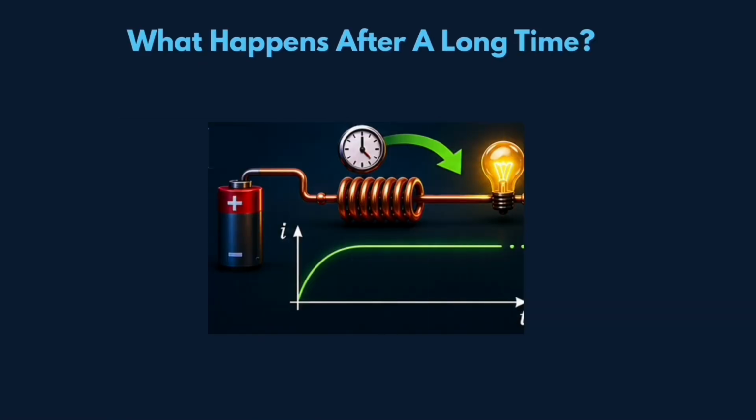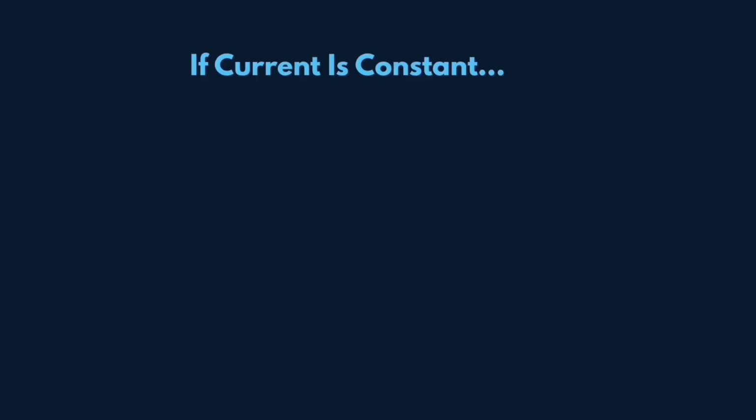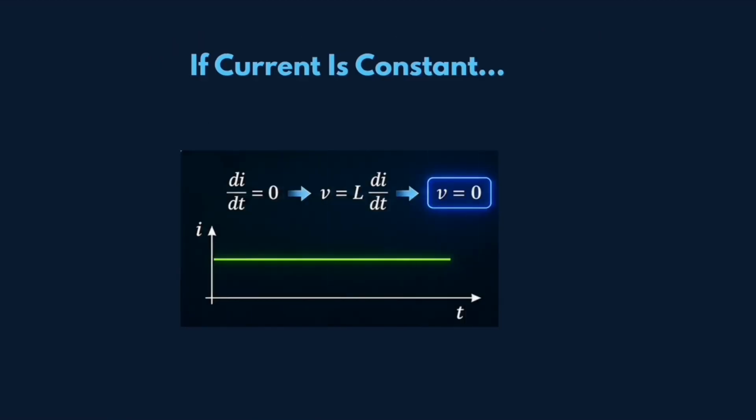What happens after a long time? Now suppose a DC source is connected for a very long time. Eventually current stops changing. The current becomes constant. The graph becomes a flat line. If current is constant, a constant current means di by dt is 0. Substituting into V equal to L into di by dt, we get V equal to 0. So the inductor has 0 voltage across it.